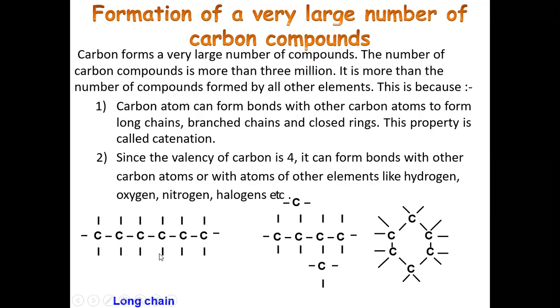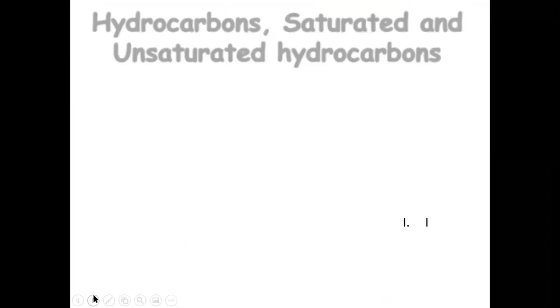A number of carbon atoms can combine. This is a branch chain. A branch is there on the carbon atom, and here also a branch is there on a carbon atom. So this is the example of branch chain. This is the example of the closed ring, as well as we can say cyclic structure.